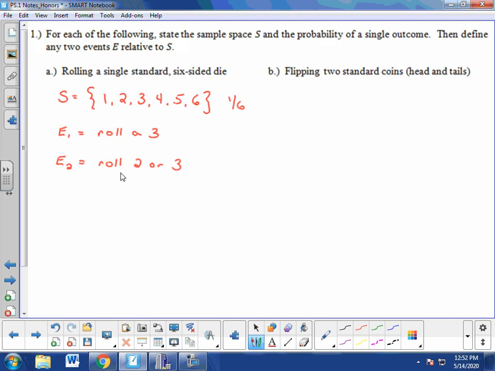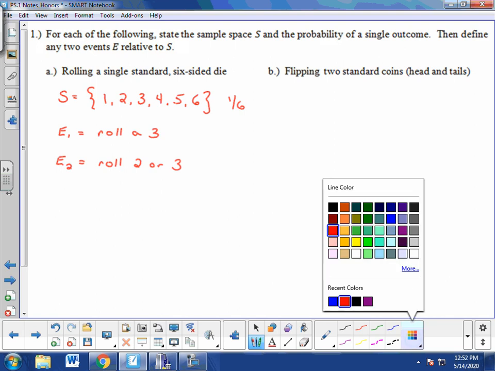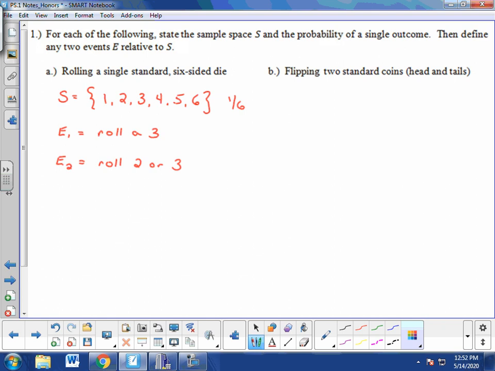Take a look at problem B. See if you can identify what the sample space might be for flipping 2 standard coins. So, if you flip 2 coins, there are potential outcomes. The first coin could be heads. The second coin could also be heads. So I'm just going to represent that with H and then H.